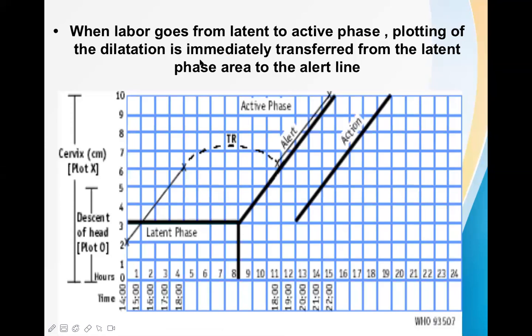Now, when labor goes from the latent to the active phase, plotting of the dilation is immediately transferred from the latent phase area to the alert line. So this is the latent phase. This till here is the latent phase, and when this alert line starts, after this the active phase of the labor starts, and we need to plot the graph accordingly.